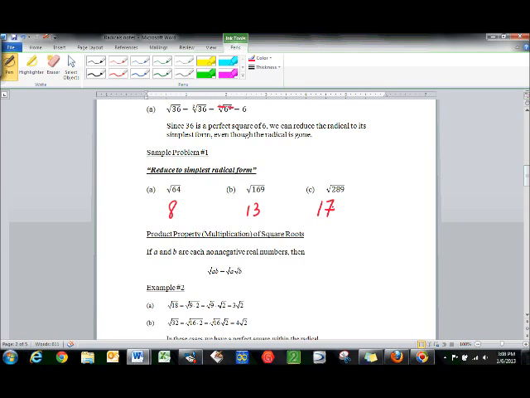Now, here's the thing. Even though the radical is completely eliminated, we've taken a radical and we've simplified it as far as we can. So this is considered still to be in simplest radical form because it's simplified as far as you can go. Now, in some cases, you will still have a radical. Even though it's simplest radical form, there may be a radical remaining in the final answer.